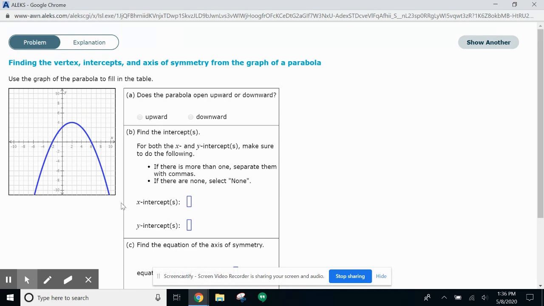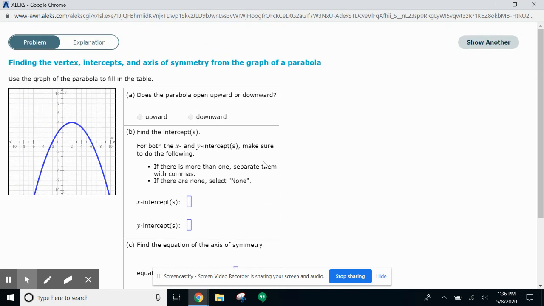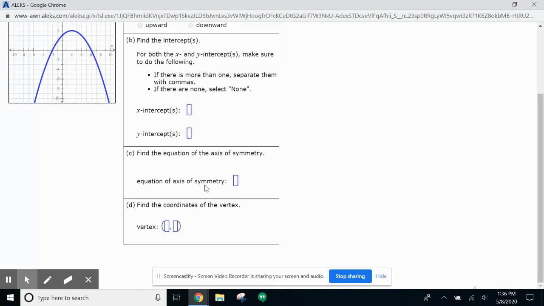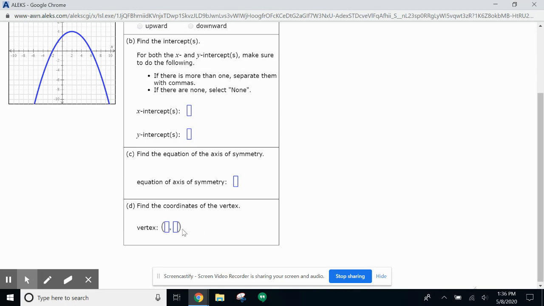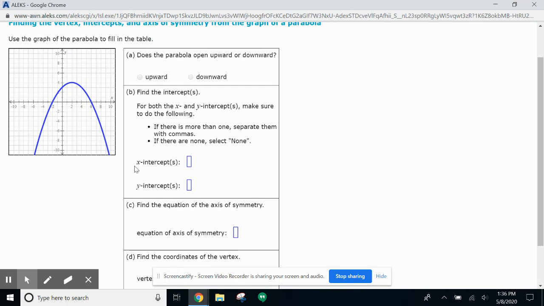So we have this parabola. Here's a graph here, and they're going to ask us these different parts, A, B, C, and D. They're asking if it's going to open upward or downward, where the x-intercepts, the y-intercepts, the axis of symmetry, and the vertex are. So I'm going to talk a little bit about what each of these mean, and then we'll start getting into this specific problem.